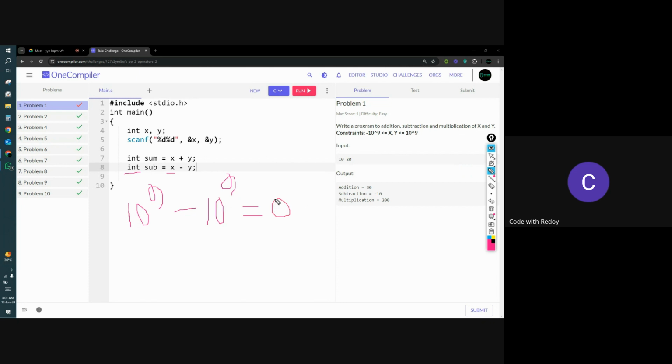0. Can I store this value in integer type? Yes. Why? Because the range of integer is minus 10 to the power 9 to plus 10 to the power 9. So the 0 is there between this range. Okay, yes. Really? Yeah, sure.